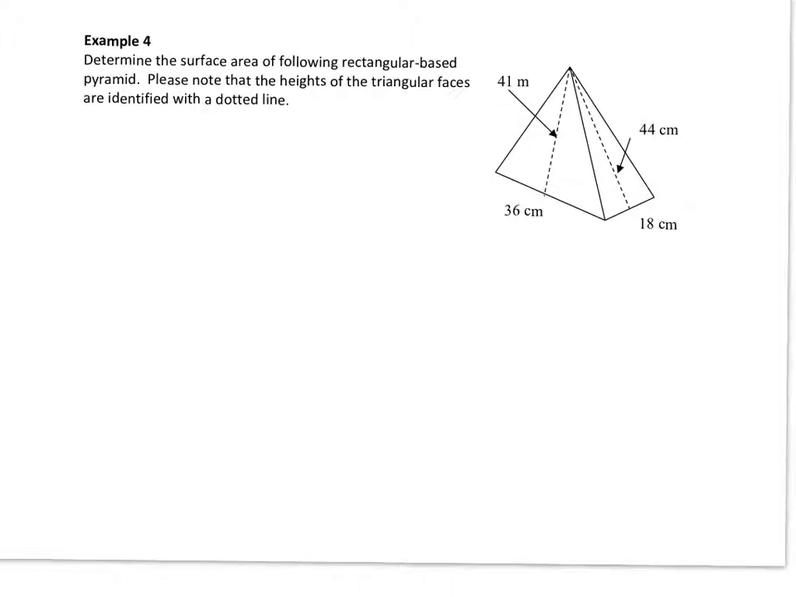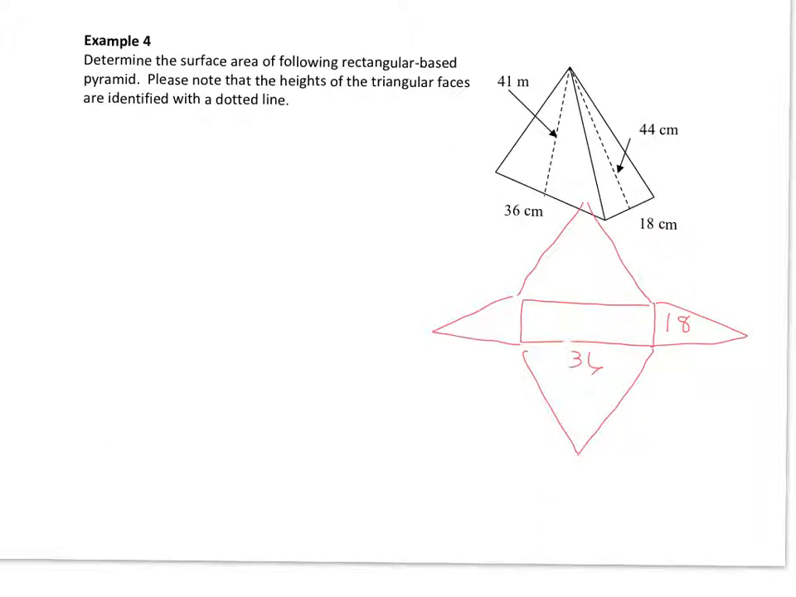So the base of this is a rectangle. So there's my rectangle, and it's 18 by 36. Okay, now from each side comes a triangle, and it's really helpful if I draw them a little bit neater. Okay, and if we were to fold that up, it would look exactly like that one.